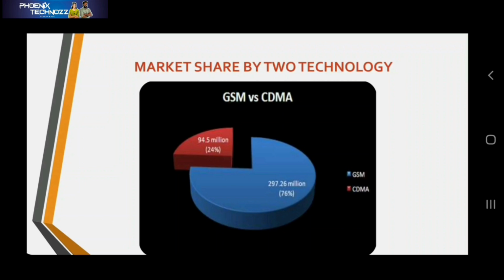Around 76% of the total people are using GSM technology, but only 24% of people are using CDMA technology. That is, CDMA technology is very complex, with so many problems with roaming and the frequency reuse factor. People prefer GSM technology. The frequency reuse factor for GSM technology is 3. You should remember this point.